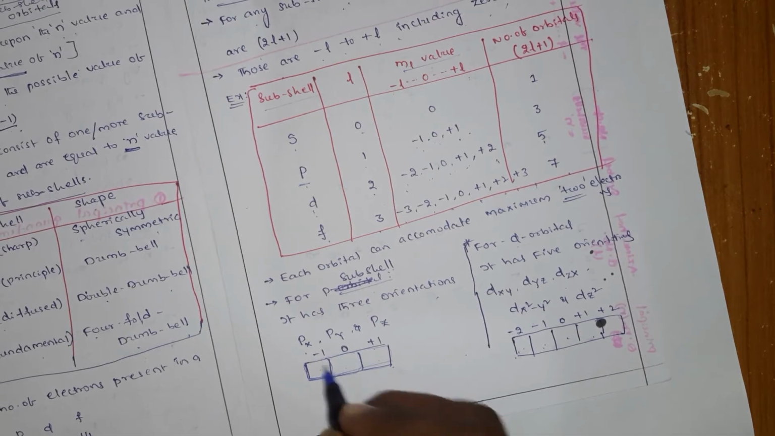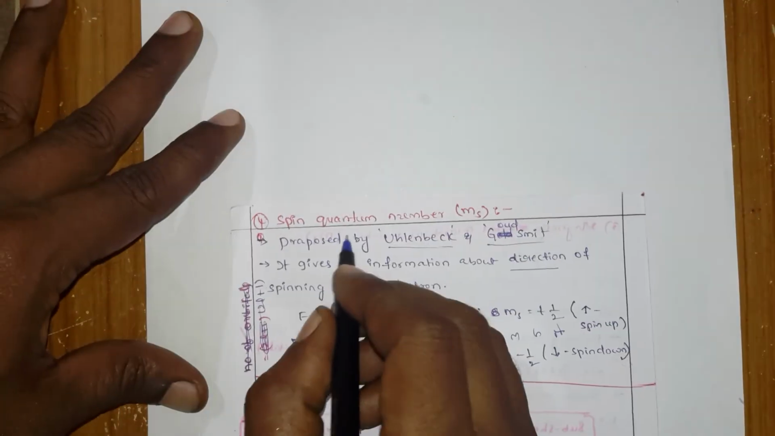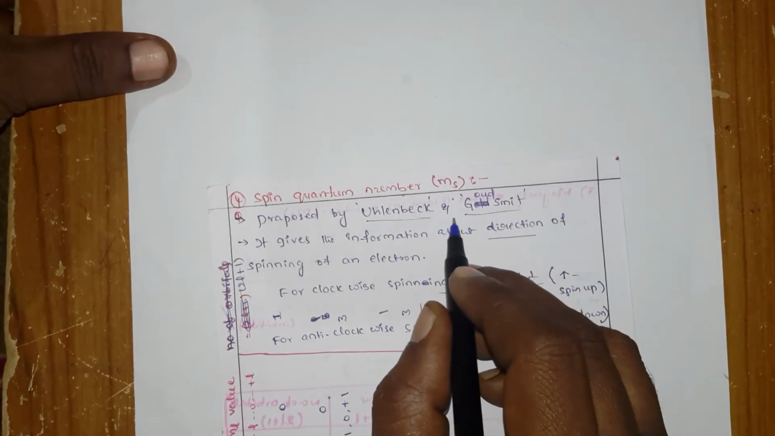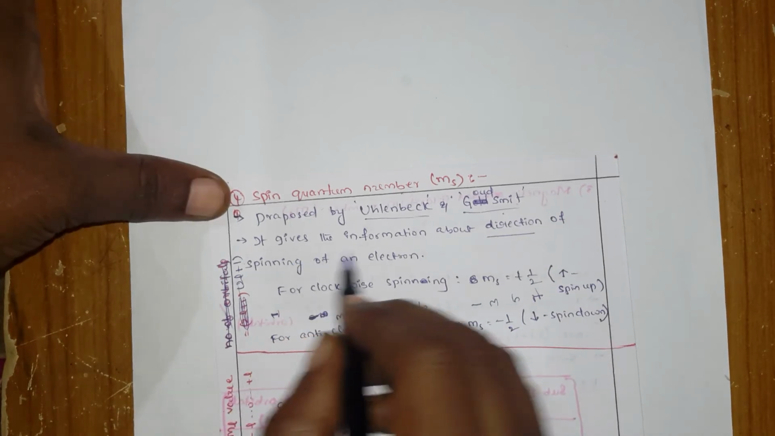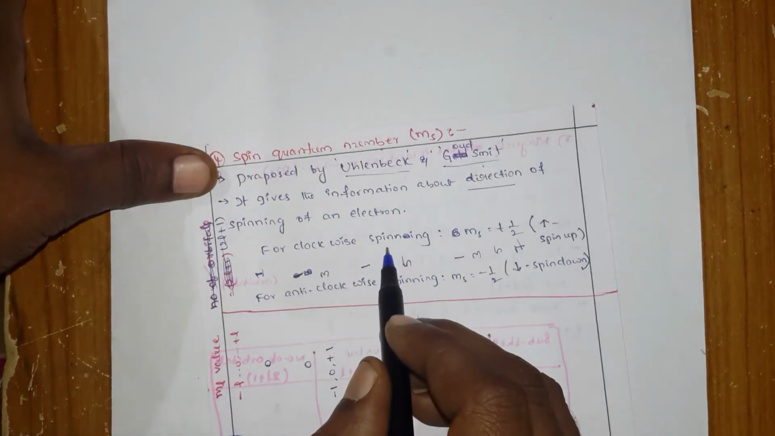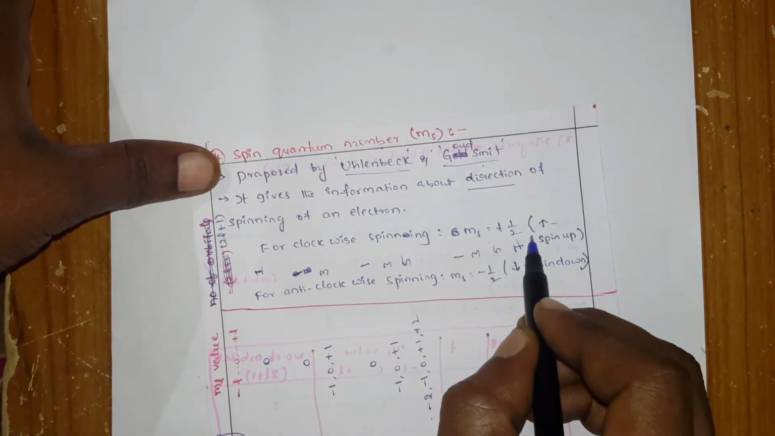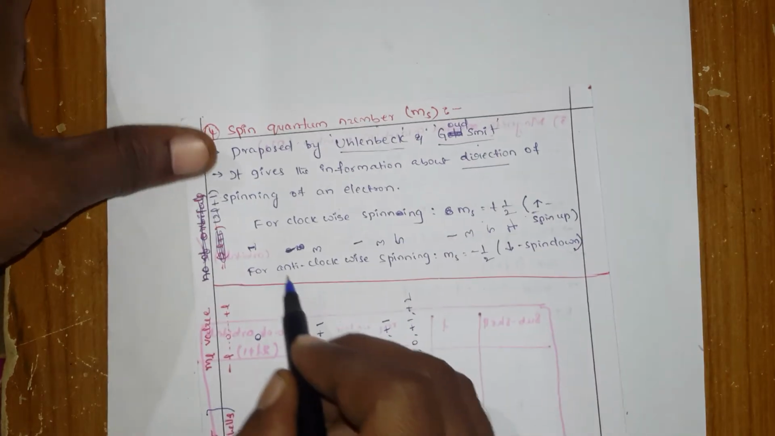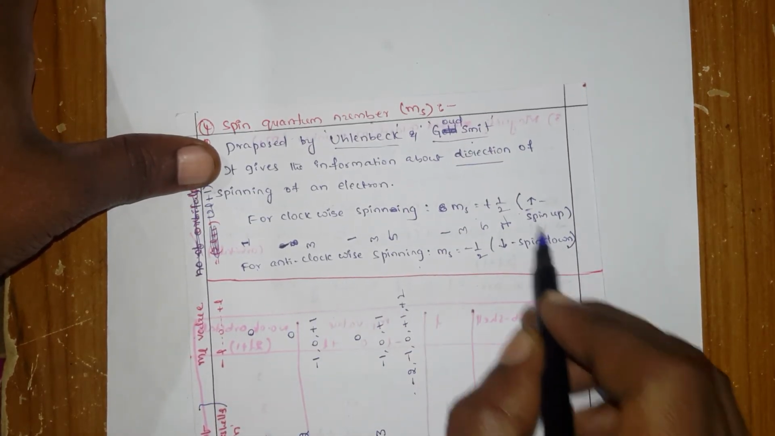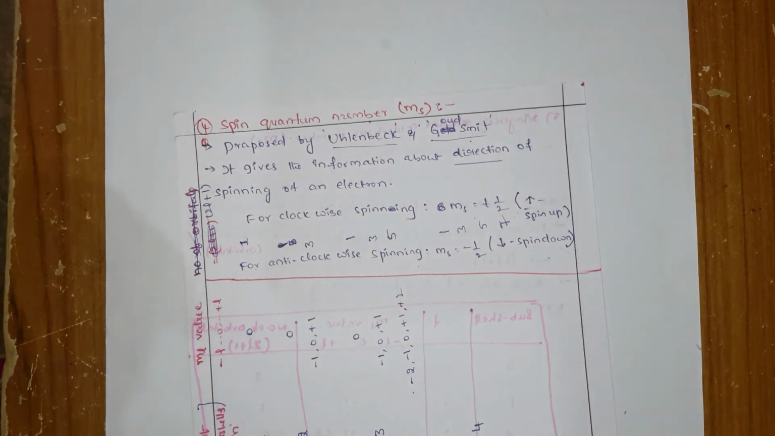One is upwards and one is downwards. And that information is given by the spin quantum number. This was proposed by Uhlenbeck and Goudsmit, and it gives the information about the direction of the spinning of an electron. So for clockwise spinning, you will write ms is equal to plus half and the upward arrow, and for anti-clockwise, it is spin down. Okay.